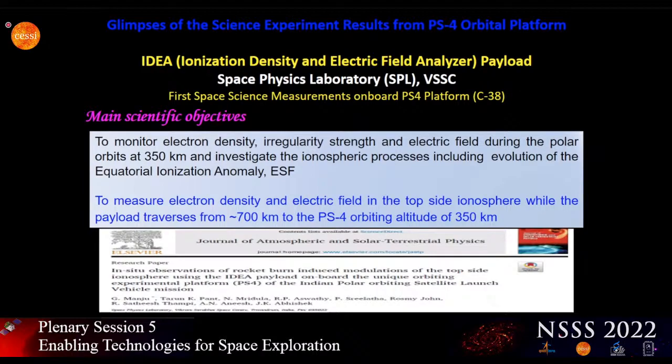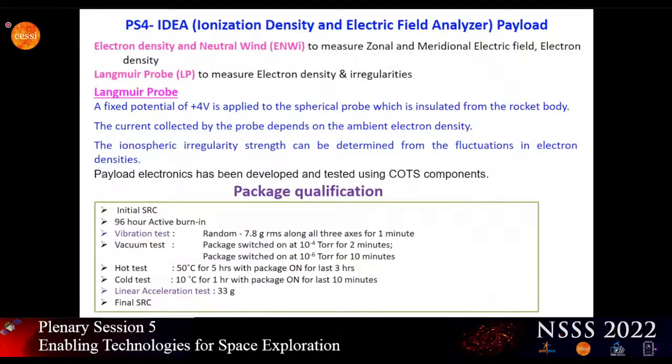And the paper is published, Manju et al. in JSTP. The IDEA payload contained two sensors. One is the electric field sensor to measure the electric field and electron density, and the Langmuir probe to measure electron density and irregularities.